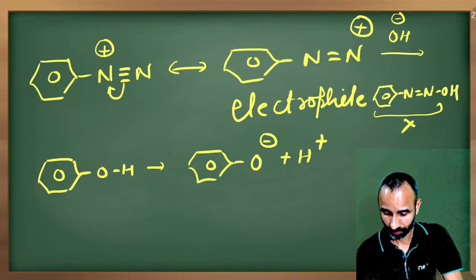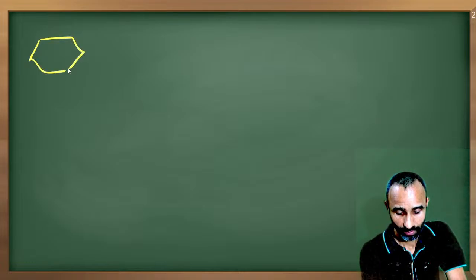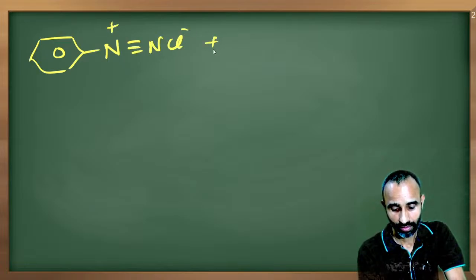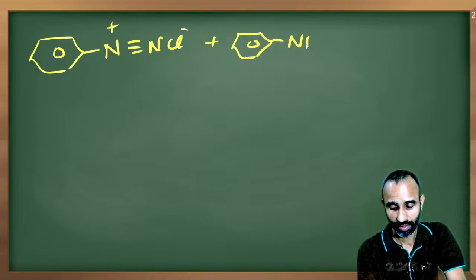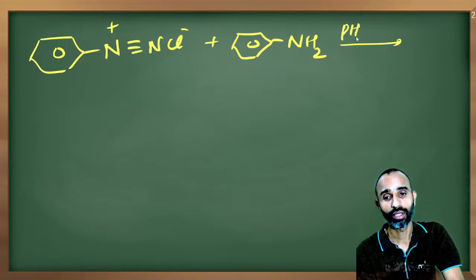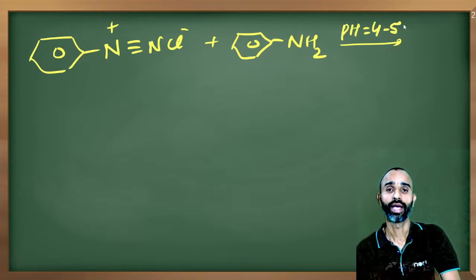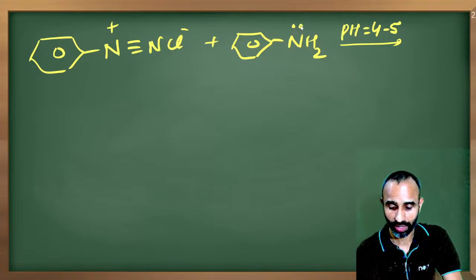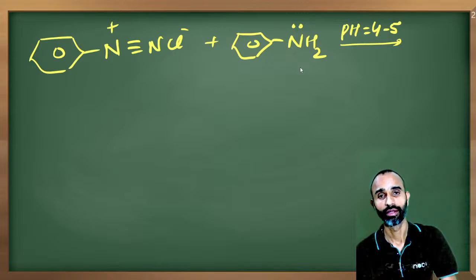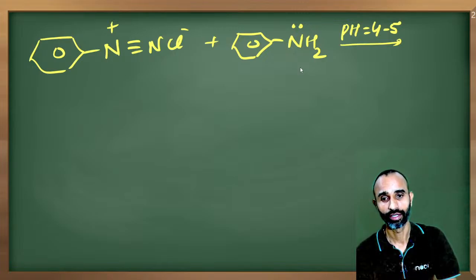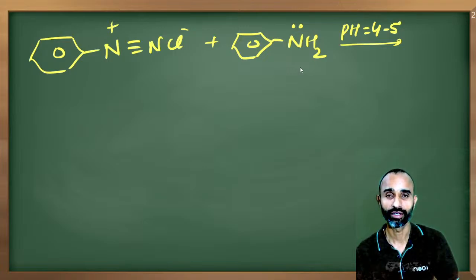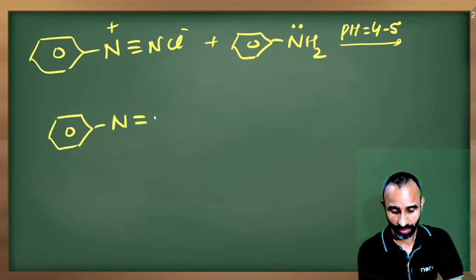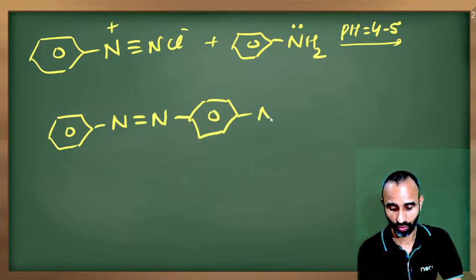And aniline. If we have aniline, aniline is a base, so we use a weakly acidic medium. If we use a strongly acidic medium, aniline will no more be activating. What happens to aniline? It becomes the anilinium ion. That's why we use a weakly acidic medium, and we get para-aminoazobenzene.